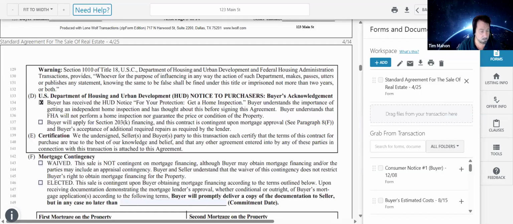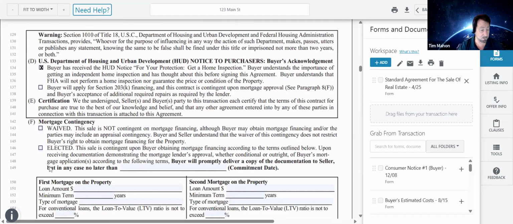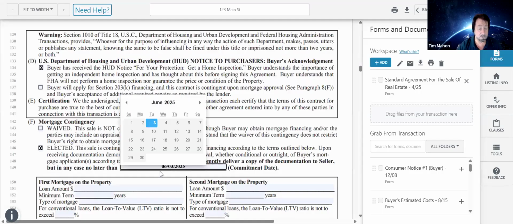Okay. Now, under mortgage contingency, you're going to waive it or elect it. It's real simple. In this case here, and in most cases, you're going to elect it. And it says the sale is contingent upon buyer obtaining mortgage financing according to the terms outlined below, upon receiving documentation demonstrating the mortgage lender's approval, whether conditional or outright, of buyer's mortgage application. According to the following terms, buyer will promptly deliver a copy of this to the seller, but in no case later than. Once again, here's a time frame that we need to work with here.